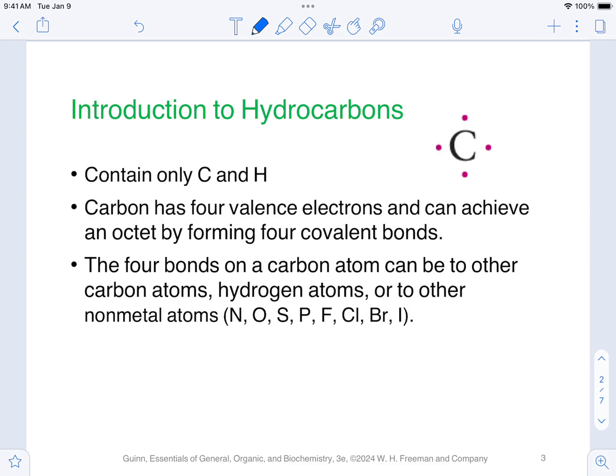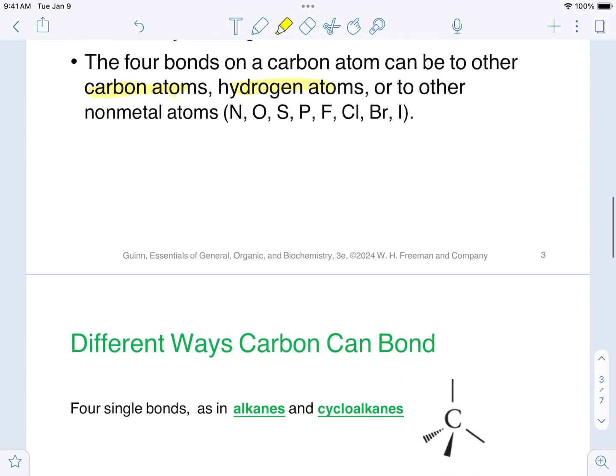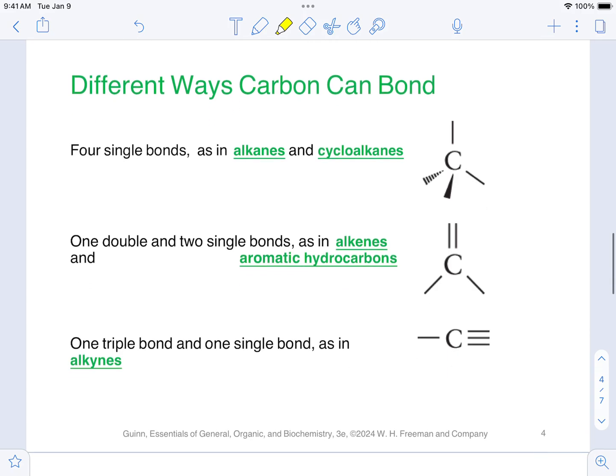The 4 bonds on the carbon atom can be to other carbon atoms, it can be to hydrogen atoms, or it can be to other nonmetals as listed there. If carbon is bonded with only single bonds, it has 4 single bonds, that is something called an alkane or a cycloalkane. The prefix cyclo will make it a cyclic compound. More with that to come later on.